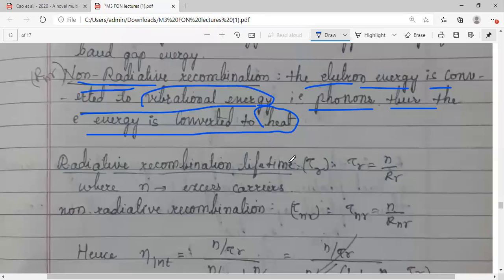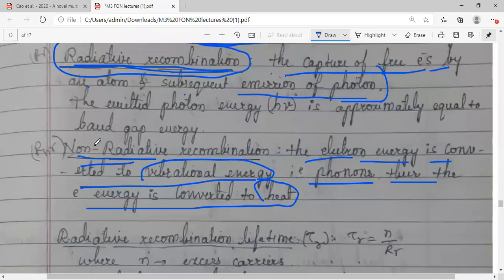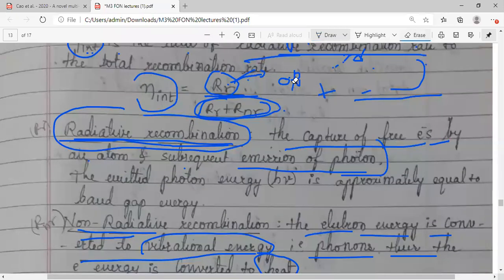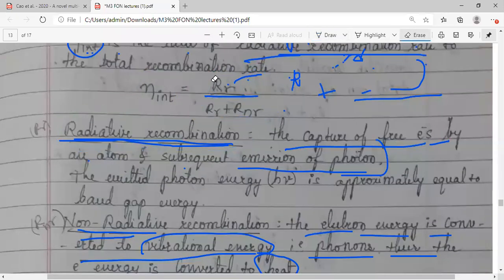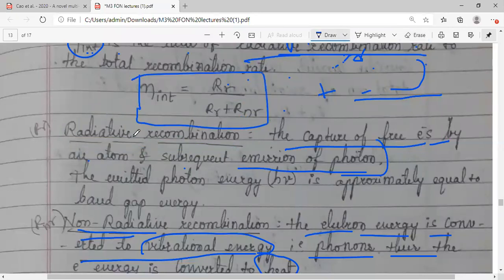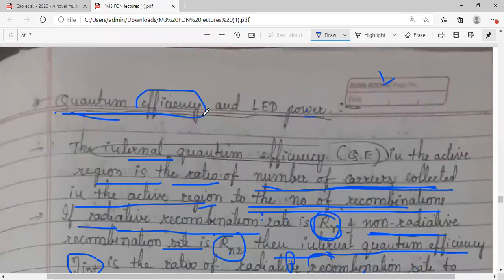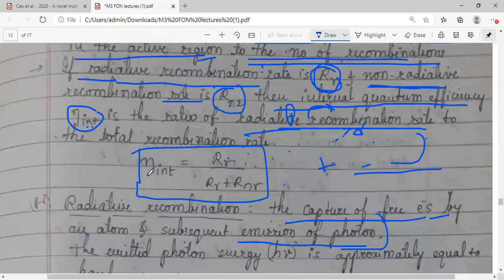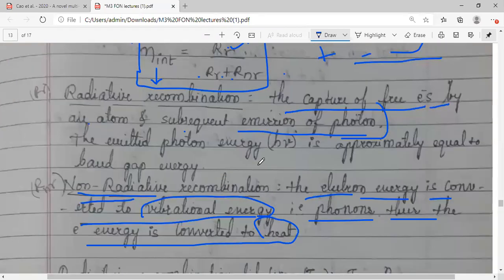Now we have another two terms. We can also express this formula. This formula is important for us, and we will proceed further using it as the base, because ultimately the heading is quantum efficiency and LED power. We want to see what the power is, and for that we will use this equation: RR divided by RR plus RNR.